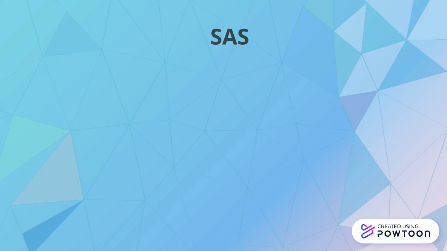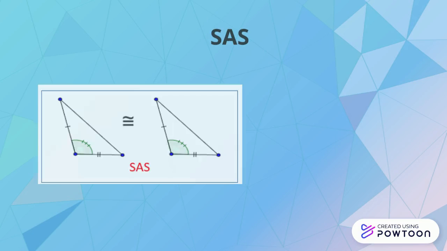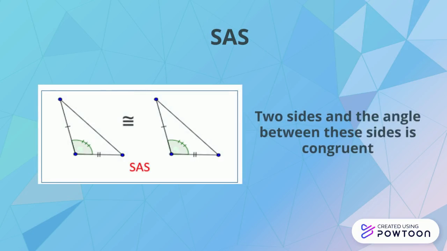First, let's talk about side, angle, side. This is where when we are given 2 triangles, we are shown 2 sides on each triangle that are congruent to the corresponding side, and the angles between these sides are also marked as congruent.